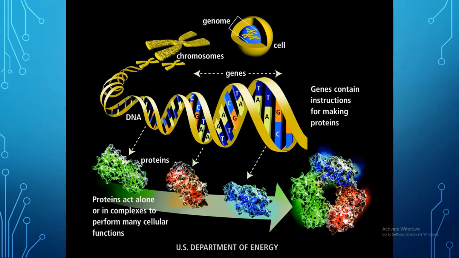The genome within our cells is what helps to code for these proteins. These genes are the instructions. And so we see these base pairs in the DNA, and these base pairs are going to create the amino acids that combine together to create these different proteins. And we see this green, this red, and this blue protein alone. They can work alone, but they can also form these complexes to perform other cellular functions.